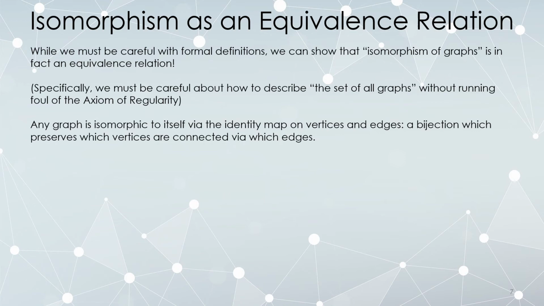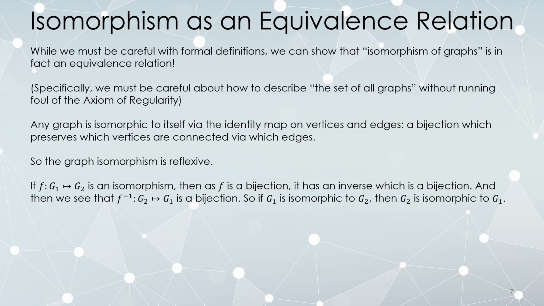So why is this an equivalence relation in a very loose sense? Well, any graph is isomorphic to itself. If I just put down the identity map on the vertices, I've bijectively mapped vertices to vertices. And then I just map edges to themselves, so I've mapped edges to edges bijectively, and I've preserved connections because I didn't do anything. So any graph is isomorphic to itself. In other words, this relation would be reflexive.